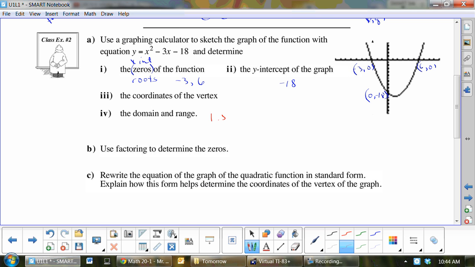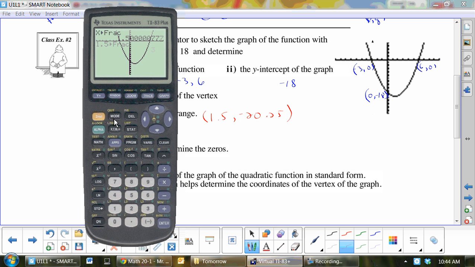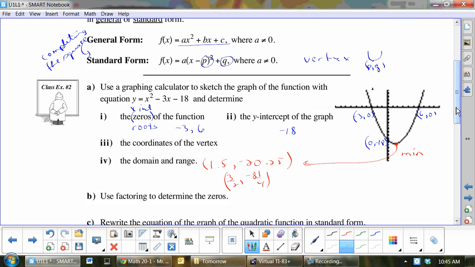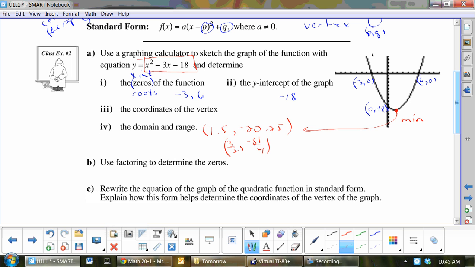So we can safely assume that's 1.5 and negative 20.25. Now, the back of the book or whatever will most likely have this in fraction. So how do you do that in fraction? You just get out of here. You just go 1.5, math, enter. It's 3 over 2. Negative 20.25, math, enter. Negative 81 over 4. Okay? So this is 3 over 2, comma, negative 81 over 4. And remember, that's this point here, and that is the minimum. Now, how do I know by looking at this equation if it's going to have a maximum or a minimum?